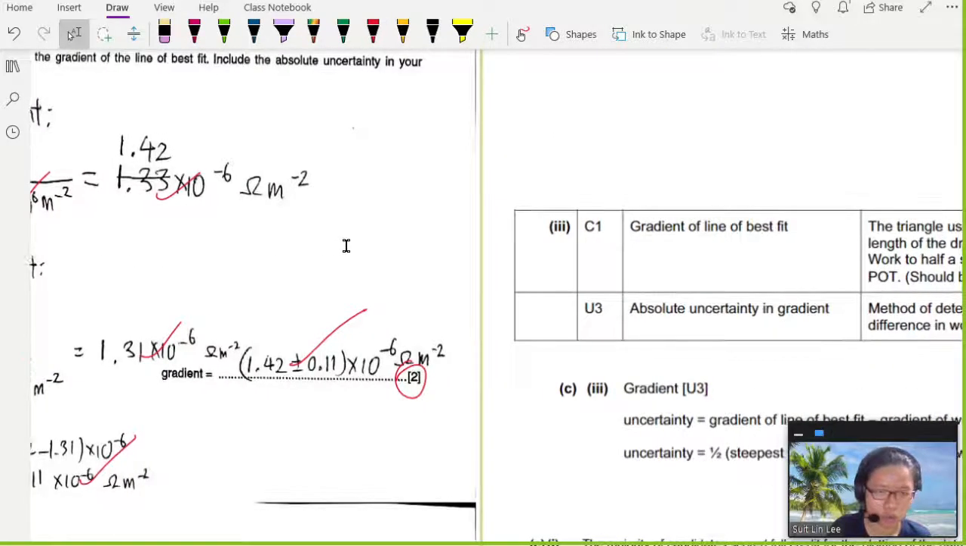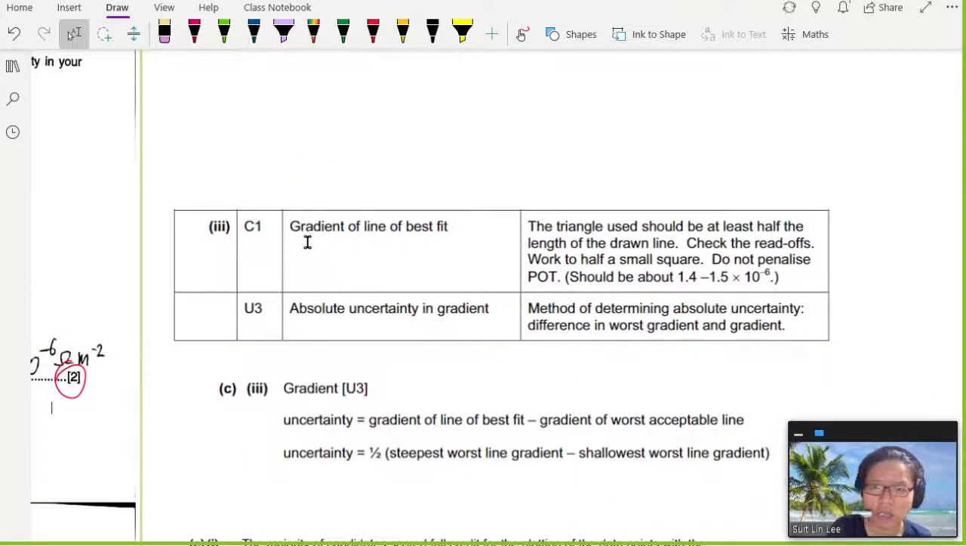Please show your working, because the gradient of your best fit line triangle should be at least half the length of the line drawn. Then the examiner will check the read-off in the actual paper, and they do not penalize any error that you transfer from your previous table being wrong. Never mind.